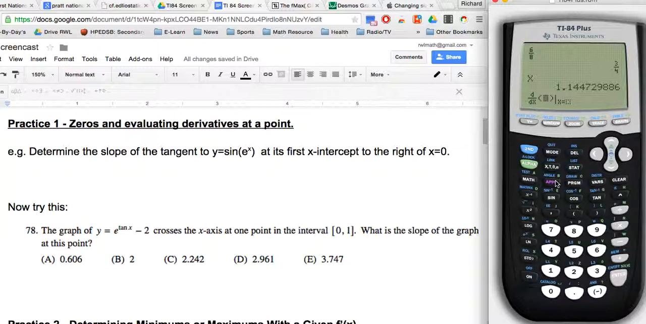And then it's sine, second function ln, so e to the x. And I'm going to do that at x equals, you know what? I shouldn't do that. I can't put an x in here because then it's going to think I want to get the derivative at any value of x. So I'm actually going to have to type all this in.